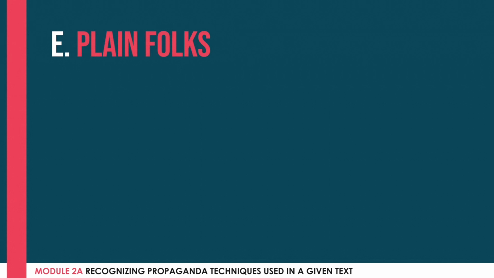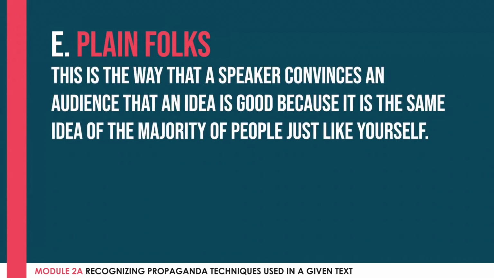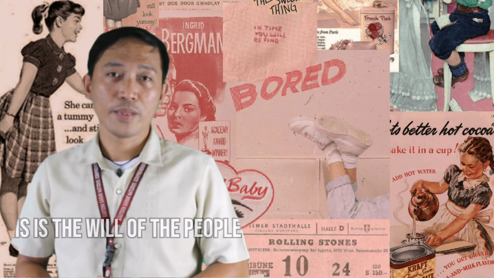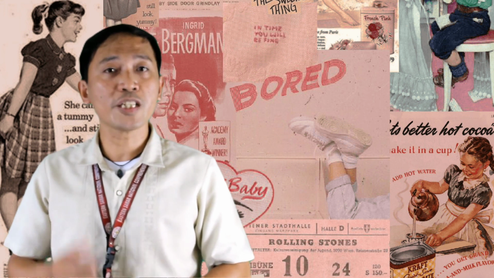E. Plain false. This is the way that a speaker convinces an audience that an idea is good because it is the same idea of the majority of people just like yourself. Example: this is the will of the people. Another example would be when the speaker tells a story about a family that are just like you to reinforce the speaker's point of view.